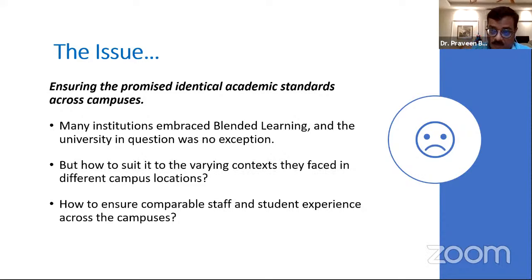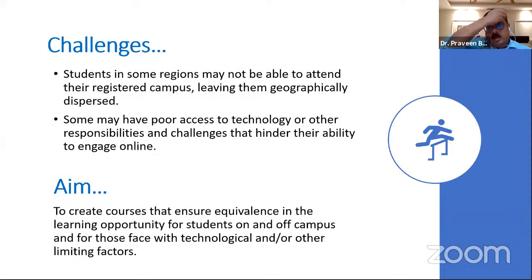This was the issue we faced when we tried to implement blended learning in our university. So what are the challenges we have faced? Students in some regions may be able to attend, some may not. And in Malaysia, we have close to 50% of our students coming from other countries. So even though our campus was open, many of our students were stranded in other countries. They could not get in or get back to the campus they have registered. So that leaves them again geographically dispersed.